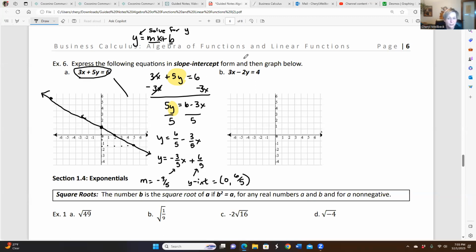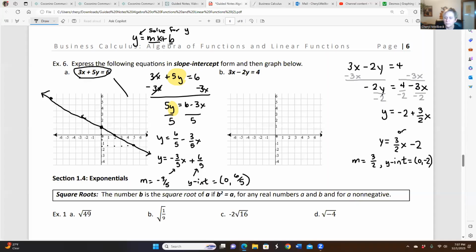Now we're going to do the same thing in part B. I'm going to ask you to go ahead and pause the video and solve for y here. Let's see if we get that same function to graph. When you solved for y, you should have gotten m is 3/2 and the y-intercept is (0, -2). Please review those steps if that's not what you got.